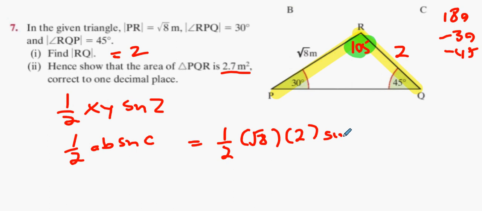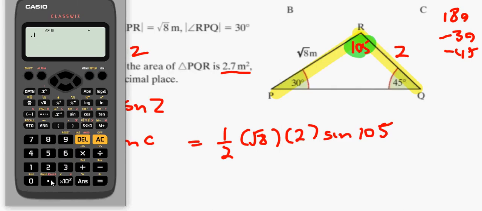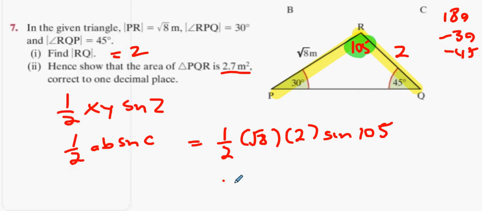Sine 105, and then 0.5 times root 8 times 2 sine 105, 1 plus root 3, otherwise known as 2.7 meters squared. Right, that's 7 done. Let's go to 9.